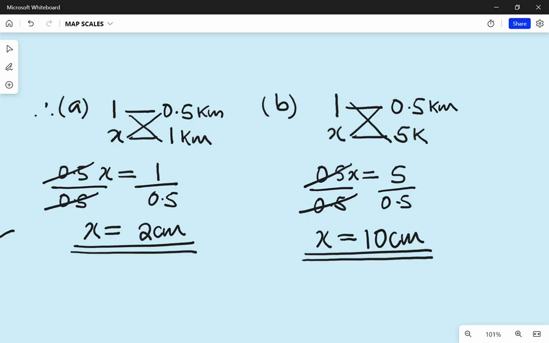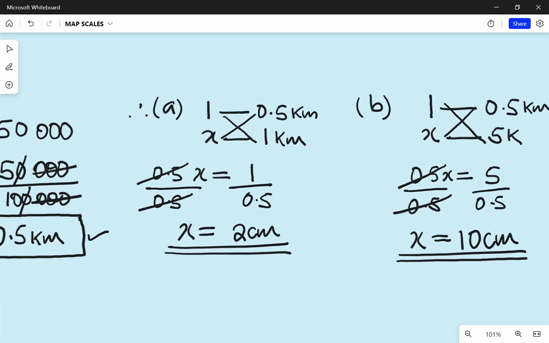Let's just jump into another part. How can we find the actual distance? I mean, how can you find the actual distance given the map distance? Let's look at one question. Let's go to the question sheet.